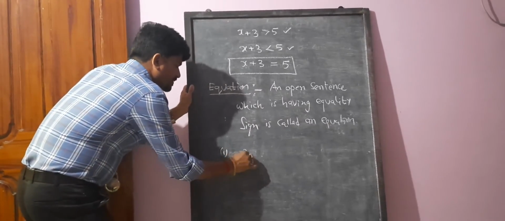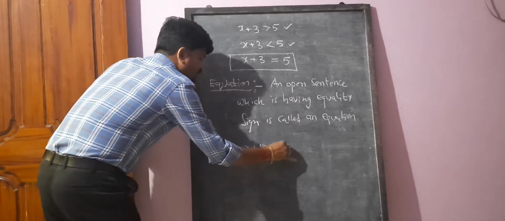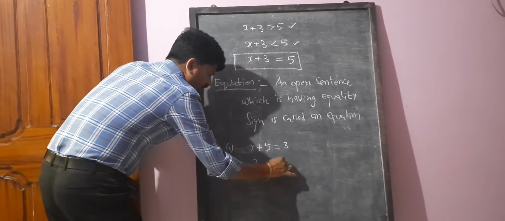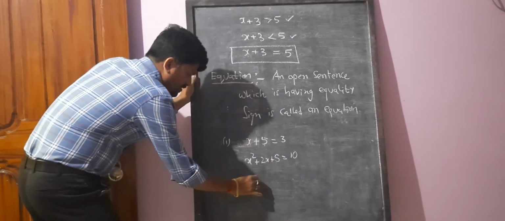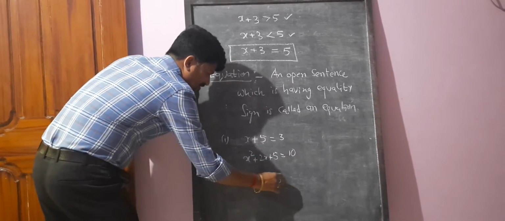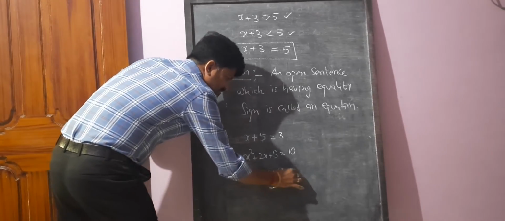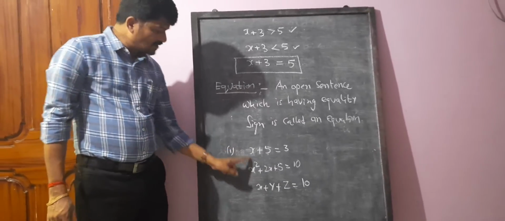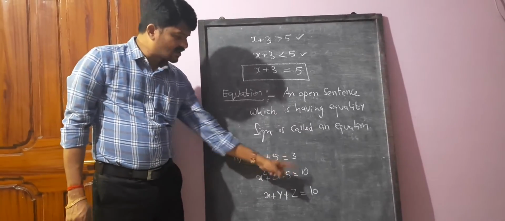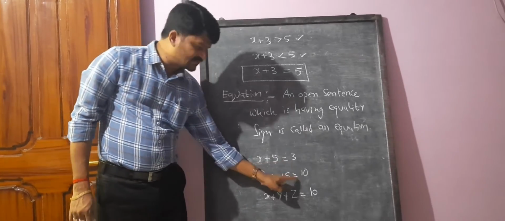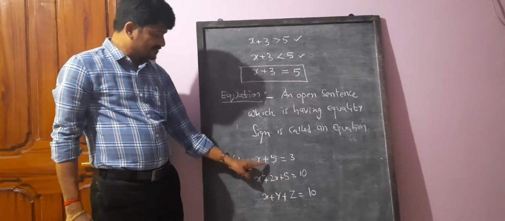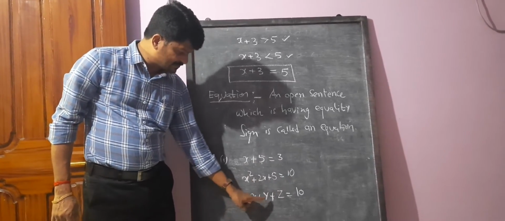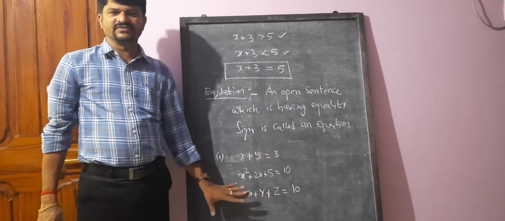First one, x plus 5 is equal to 3. Now x square plus 2x plus 5 is equal to 10. Now x plus y plus z is equal to 10. Children, if you observe all these equations, why? Because these are all open sentences which have an equality sign. So x plus 5 is equal to 3, x square plus 2x plus 5 is equal to 10, x plus y plus z is equal to 10. These are all equations only.